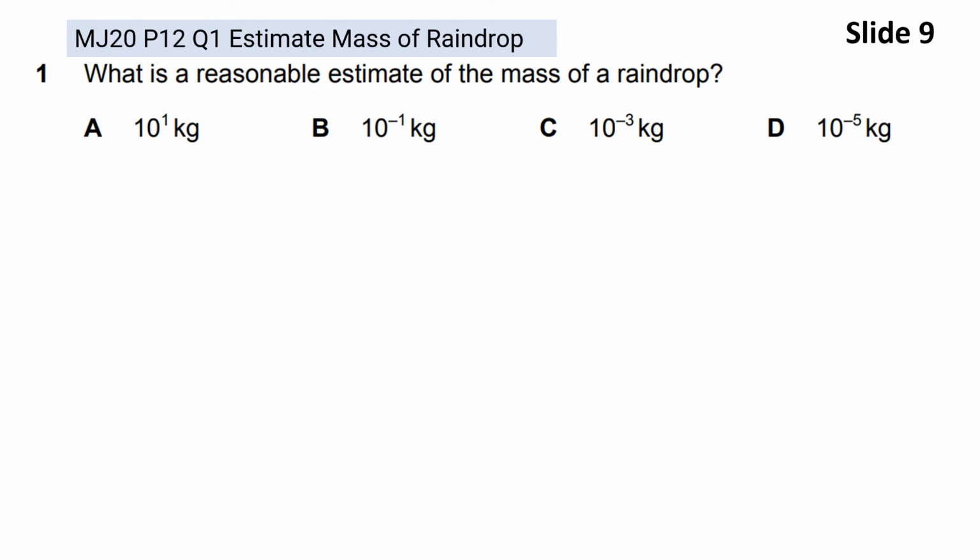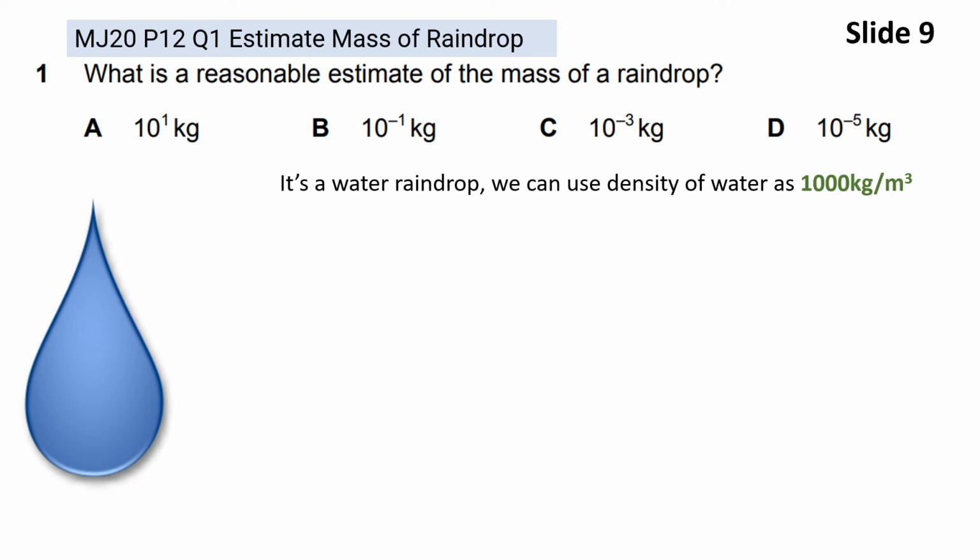Now, slide 9 is showing the third problem, which this time asks to estimate the mass of a raindrop. That's tricky. There are lots of thoughts in this question. Let me start by picturing a raindrop in my head. A raindrop is made of water, right? So we can use the density of water that we have in our estimation table that I gave you in this video, which is 1,000 kilograms per cubic meter.